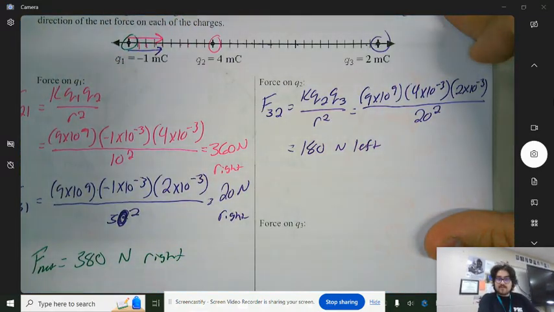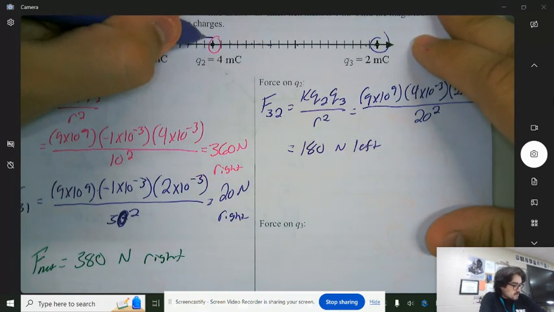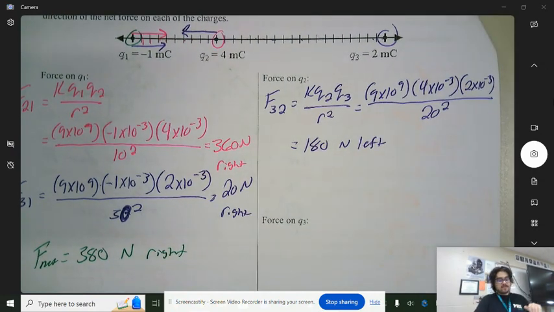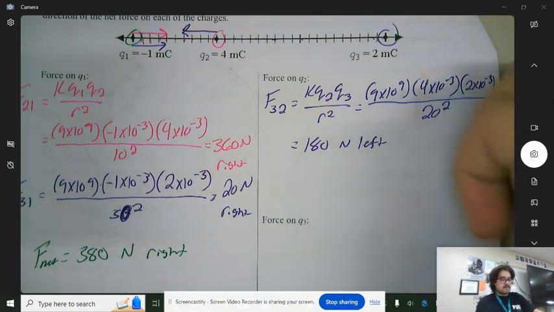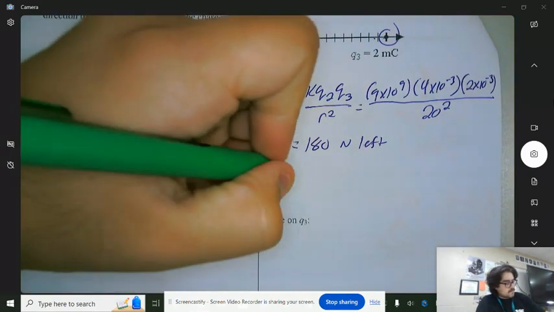And the reason it's to the left is because they're the same sign, right? Positive, positive, okay? So this is going to go this way, okay? Now, here's a fun fact. We don't need to do any more math, okay? We're done with math, okay? We're done with math. Sayonara, right?